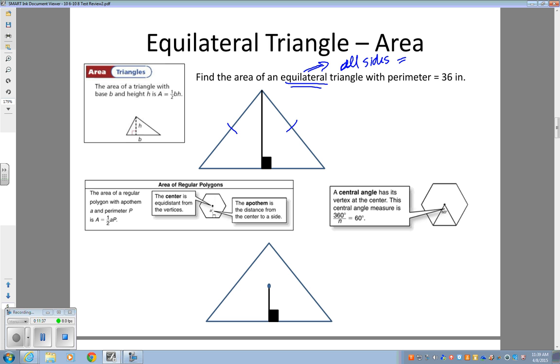So here's the thing you have to know. Oh, this is the side, right? So this is also a side, and this very bottom here is a side.